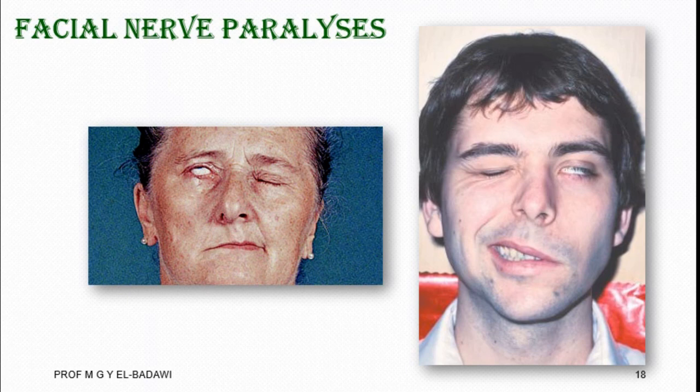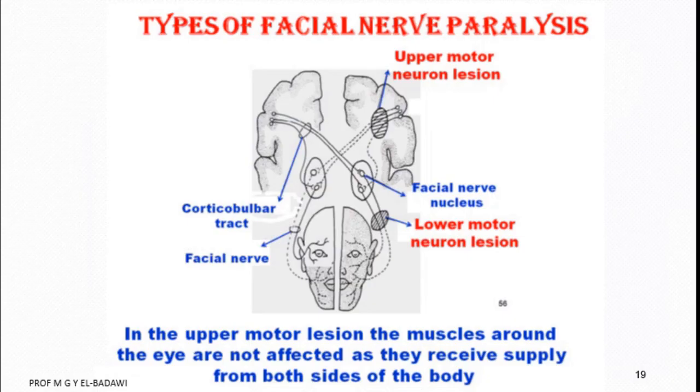Loss of taste on the anterior third of the tongue will be there, of course. All the functions of the facial nerve will be affected. But there is an important point on the types of facial nerve paralysis. There is an upper motor neuron lesion and lower motor neuron lesion. The difference between both of them is due to the crossing of the fibers from the motor nucleus of the facial from one side to another.